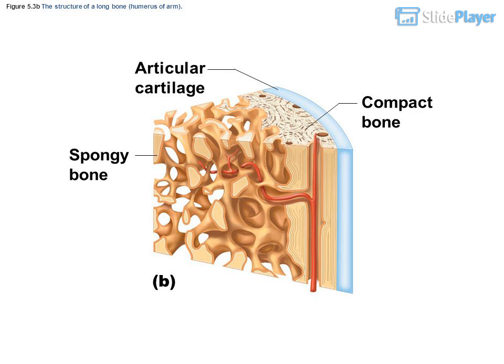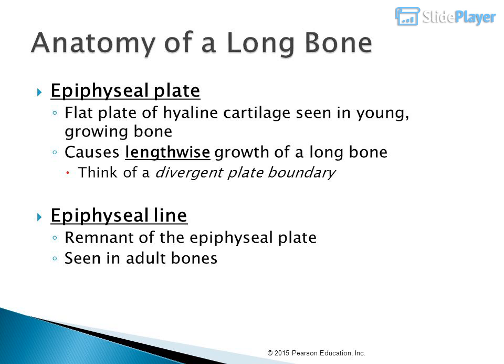Figure 5.3b, the structure of a long bone, the humerus of the arm. Articular cartilage, compact bone, spongy bone. Epiphyseal plate, epiphyseal line.